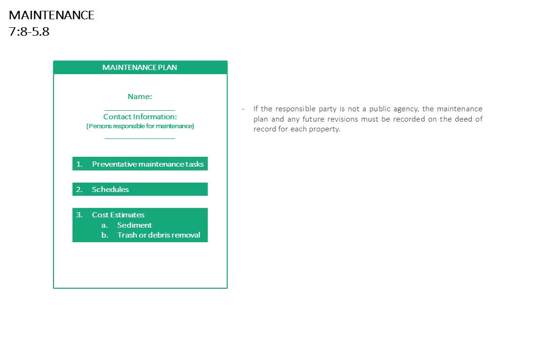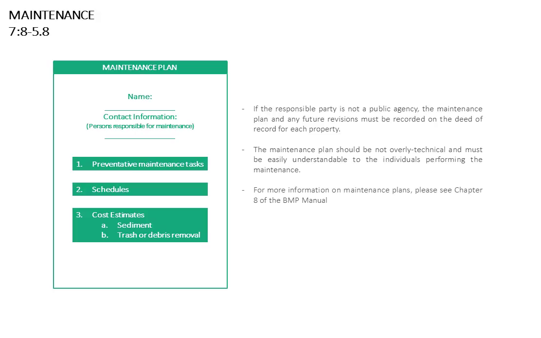Responsibility for maintenance cannot be transferred to an individual homeowner in a development unless that homeowner owns or leases the entire development. The maintenance plan should not be overly technical and must be easily understandable to the individuals performing maintenance. For more information on maintenance plans, please see Chapter 8 of the New Jersey BMP Manual and the maintenance guidance available at www.njstormwater.org.